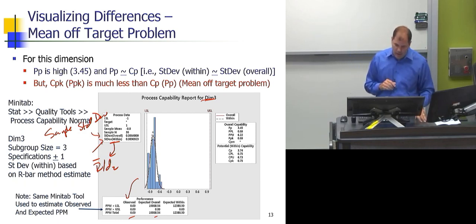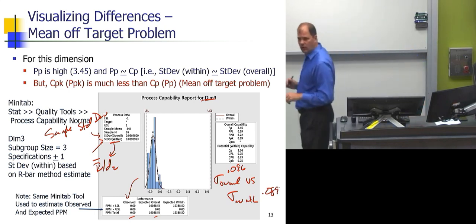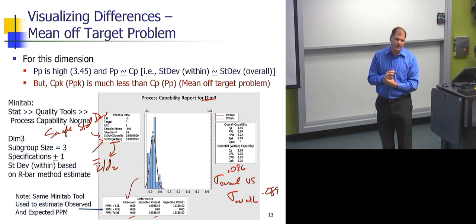In this example, is there a big difference between the sigma overall versus sigma within? .096, .089. Not a real big difference. In fact, if I did an SPC chart, pretty good chance that this process is in control. Not a big difference.